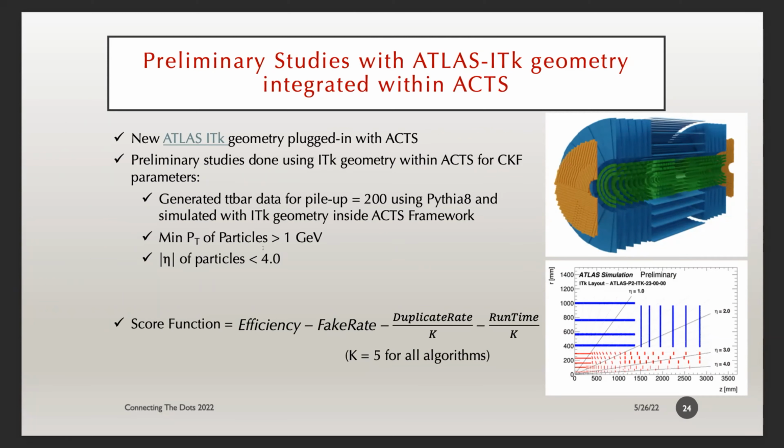And so we have studied the CKF parameters only for the ITK geometry for now. We have used a minimum pT of 1 GeV and |eta| of less than 4 for the study, and the score functions are more or less similar, but we are using a k equal to 5 for all the algorithms for this case.